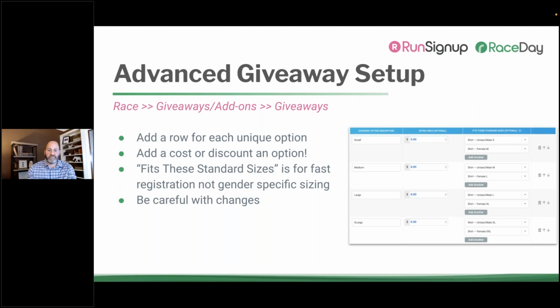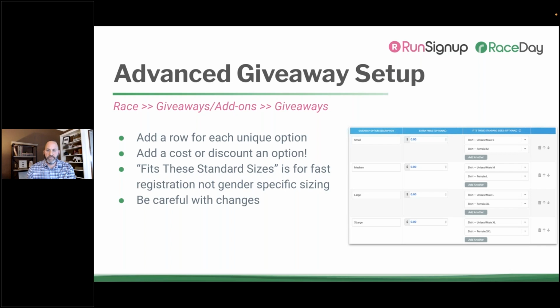Something that you're not going to see in the Race Wizard giveaway page, but you will see within the dashboard, is that last column that says fits these standard sizes. This column is a little bit confusing at times. What this means is, you can see there's a unisex male small, and then you have the female medium small. That's what the size correlates to. Also, if participants have their giveaways set in their profile, it's going to automatically select what's getting mapped to that. So it may seem like you're offering a male and a female size, but in actuality, you're only offering that small.